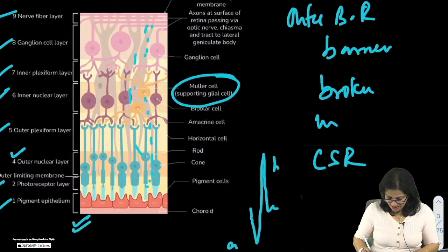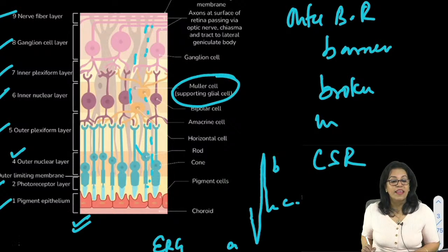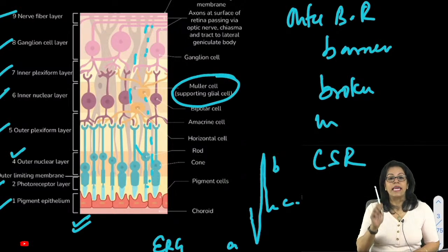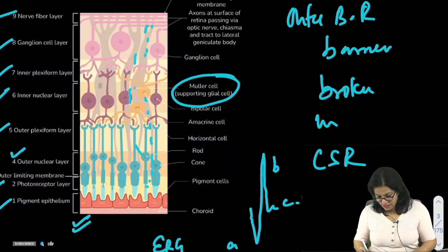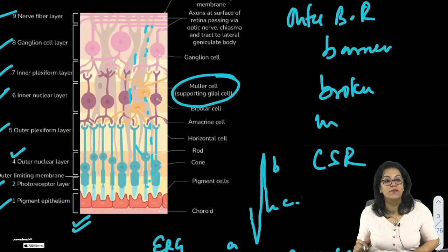So this is the A wave, B wave and a very small C wave. This is your electroretinogram. You know this? What was asked to you? A wave corresponds to what? You all should know. It is the activity of rods and cones. So the A wave corresponds to the activity of photoreceptors.